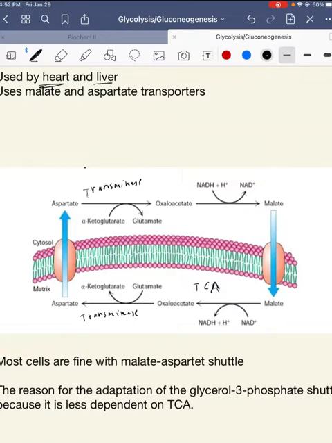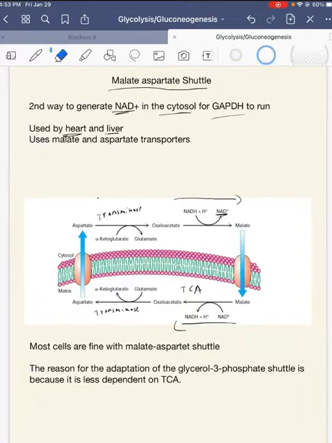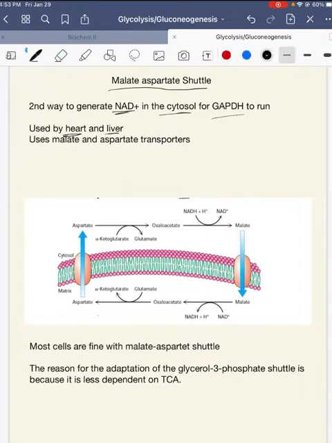So the way this is done, it runs in this direction in TCA, in the matrix, but we want oxaloacetate to be converted back into malate in the cytosol. That way we regenerate NAD for GAPDH to run. Okay, so we go through this whole cycle just to make NAD in the cytosol for GAPDH to use. Most cells actually use the malate aspartate shuttle, because it's more efficient than the other one.